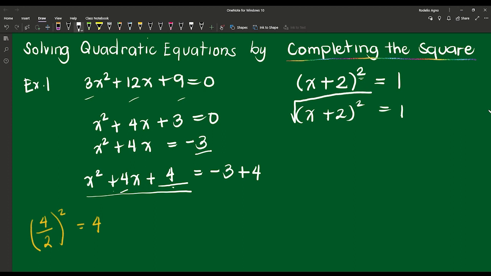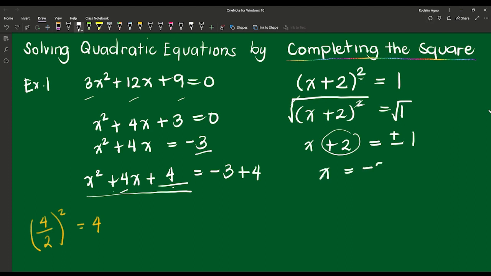Okay, ayusin natin. Square root of this one. Okay, and then get the square root of 1. So, pag kinuha natin ng square root na itong x plus 2 squared na to, mawawala lang itong radical symbol at saka yung exponent niyan. Meron tayong x plus 2 equals plus or minus 1. And then, itong constant na to, ililipat natin sa kabilang side, magiging negative siya by addition property of equality.